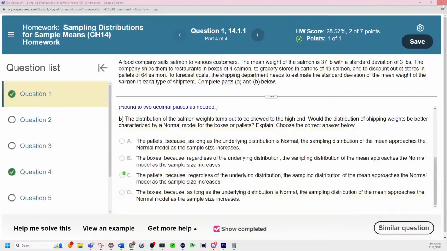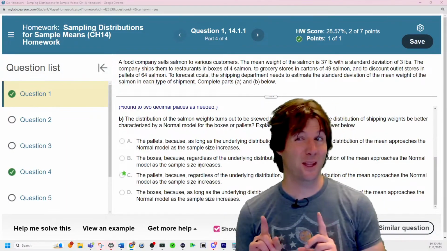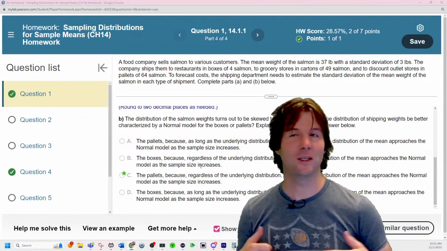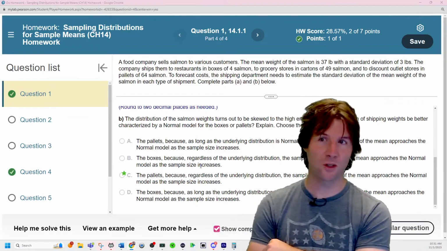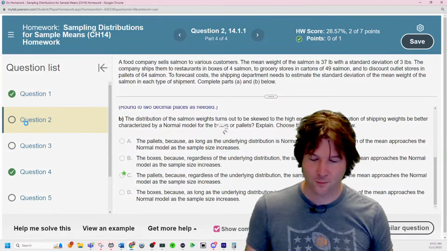So since the palettes have the largest sample size, regardless of the underlying distribution, whether it's skewed or not, the palettes will be the most normal. It doesn't mean they will be normal. They'll just be the most normal because as n increases, it becomes more normal according to the central limit theorem, which is a theorem, which means it's mathematically true.